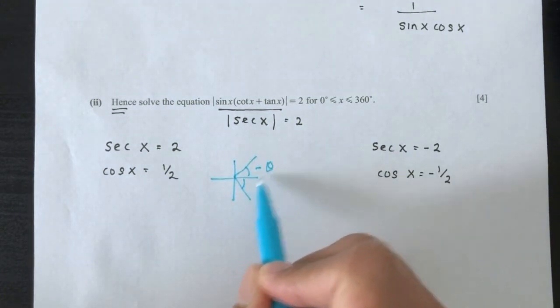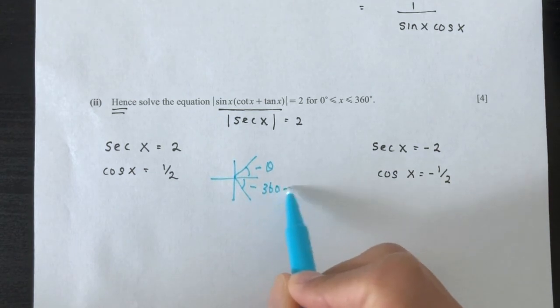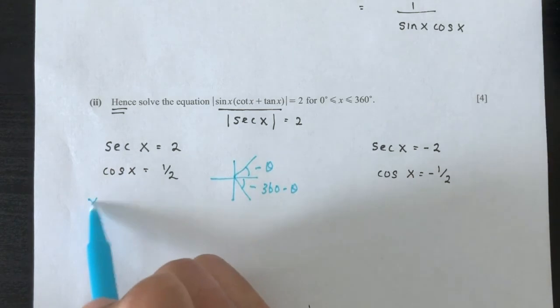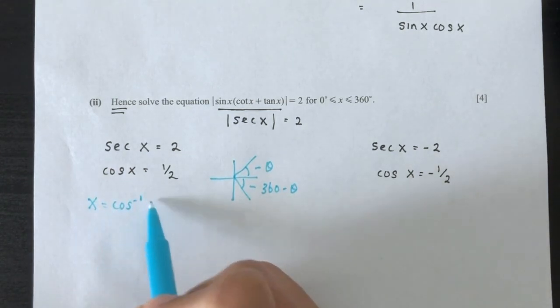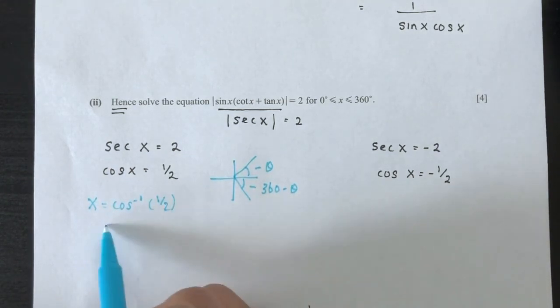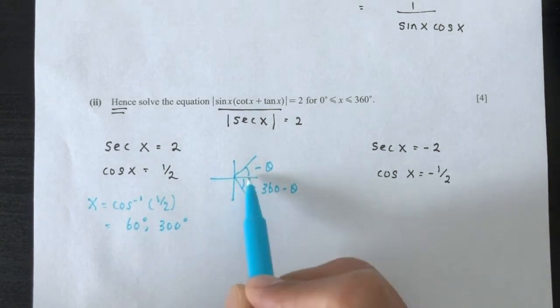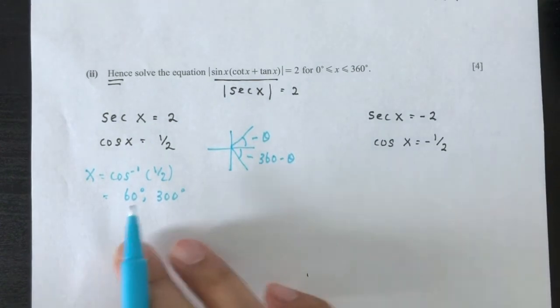This is your value of theta. This is 360 minus theta. So x here, whenever it's positive, we can do it directly. x will be cos inverse of half. That will be your value of 60 degrees, but also 300 degrees in the fourth quadrant. Those are the two values we have.